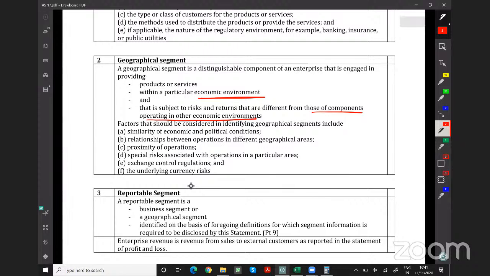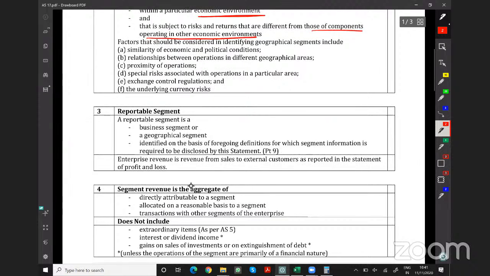So what is a reportable segment? A reportable segment is a business segment or a geographical segment, identified on the basis of the foregoing definitions, for which segment information is required to be disclosed as per this statement, as per point 9. So a business segment or a geographical segment is termed as a reportable segment if it satisfies the conditions as per point 9, which we will understand now.